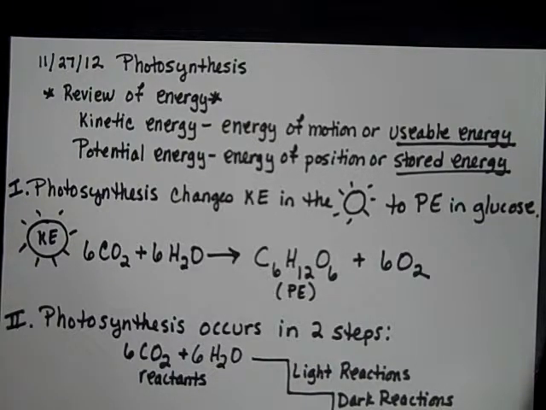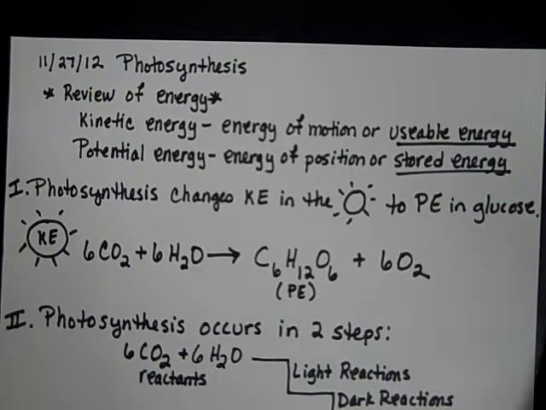In previous examples, we talked about a boulder sitting on a hill has a lot of potential energy, and a boulder rolling down a hill has a lot of kinetic energy. In terms of a cell, though, a cell would be using energy, that is kinetic energy, and storing energy, that is potential energy. Photosynthesis shows us how plant cells can change kinetic energy into potential energy.